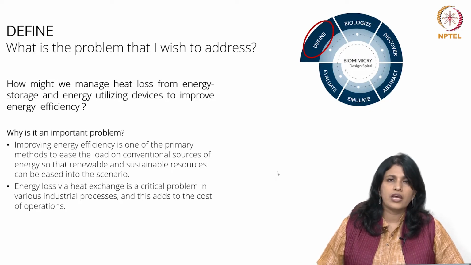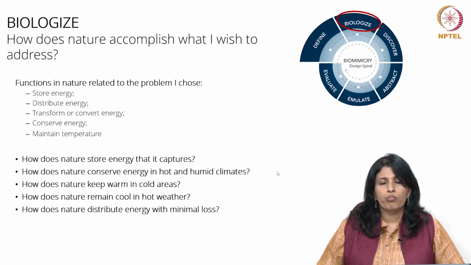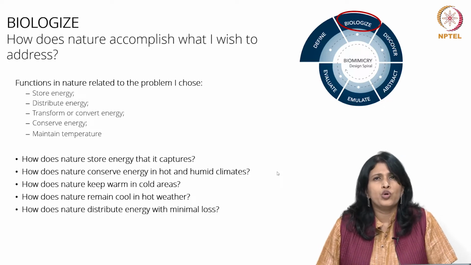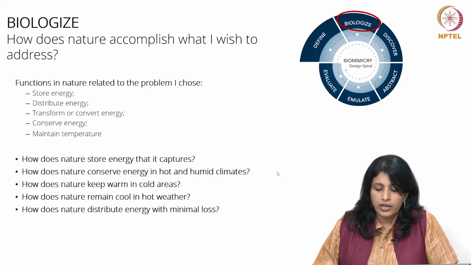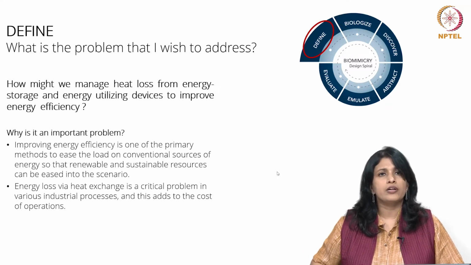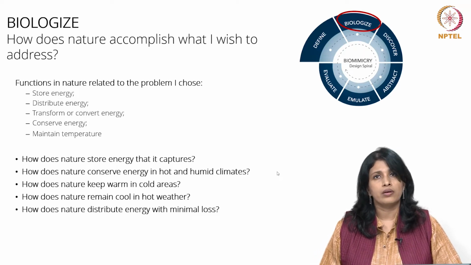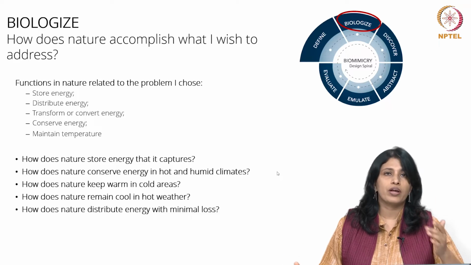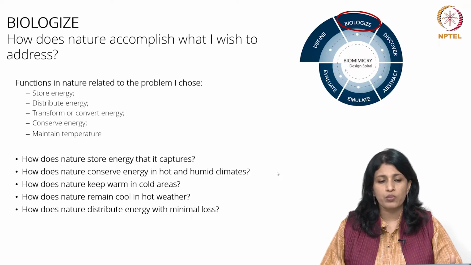So having said, okay, this is the problem that I wish to define, he then moves on to the next step, which you can see is biologize. Now, what does biologize mean? Because it's a new word, right? Biologize is: how does nature accomplish what I want to do? In define, you have defined the problem that you wish to address. And in biologize, you're asking the question, how does nature accomplish the same thing? Because this is biomimicry, right? We have to look at nature to do something. So this is what it is. How does nature accomplish what I wish to address?